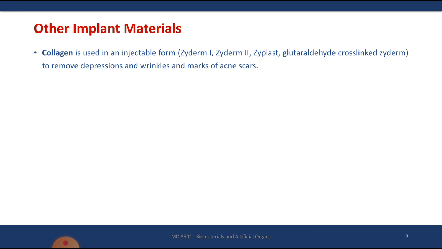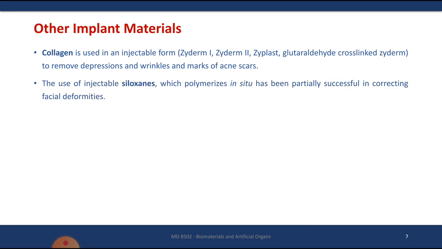And then there is something called siloxane, which is in injectable form, which polymerizes in situ, has been partially successful in correcting facial deformities. So when you go for this cosmetic surgery, they generally inject some polymeric materials to make some part look chubbier, some part look thinner, and all those things. They adjust the total face according to the requirement. So they inject all those materials like collagen and siloxane.